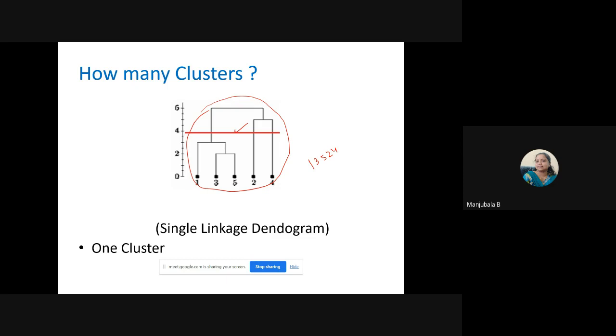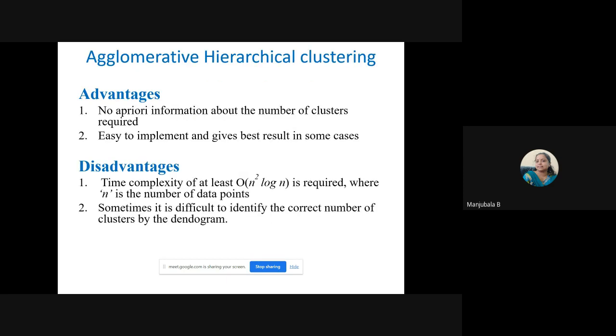in the agglomerative clustering. So the advantage of this agglomerative hierarchical clustering is that we don't require any prior information about the number of clusters required. This is also very easy to implement, and this may give the best result in some cases if you are able to partition the dendrogram properly, right?